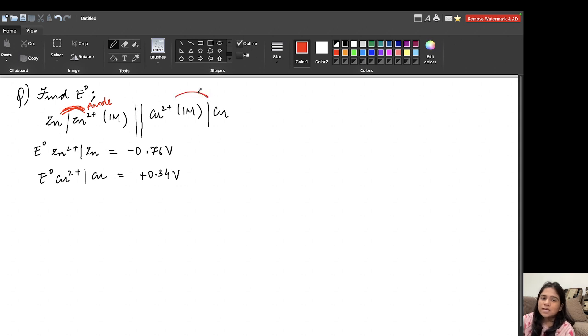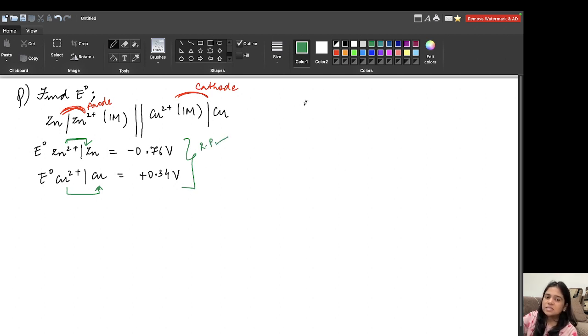Wherever your reduction is happening, that thing is your cathode. So we have identified which one is your anode and which one is your cathode. Next thing we need to be sure of is whether both the E naught values are reduction potentials. You can see here and here, both sides the reductions are happening, right? Cu2+ is converting into Cu, and Zn2+ is also converting into Zn. So both sides your reduction potential value is given, right? So this is also done.